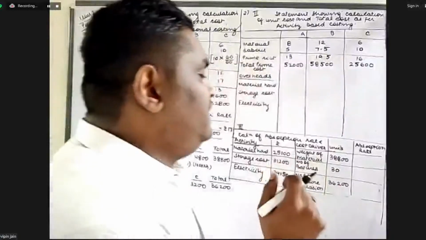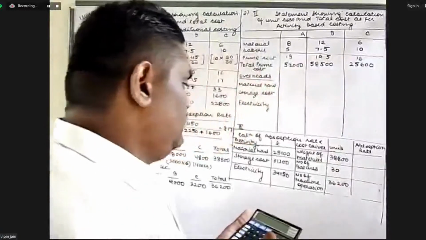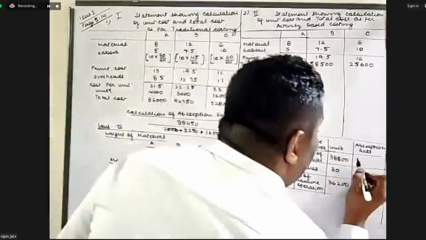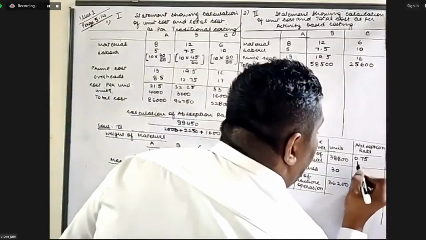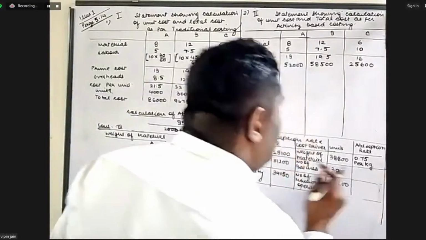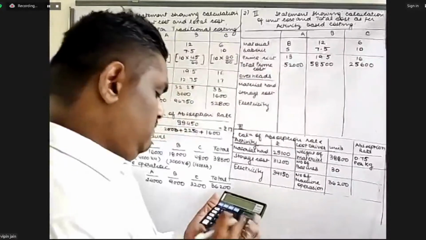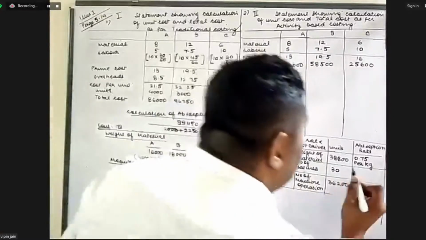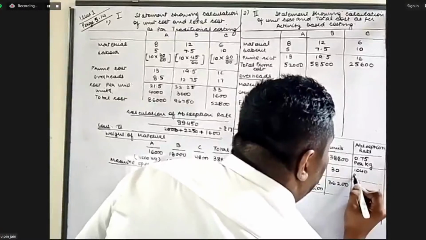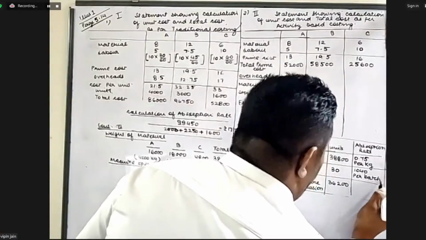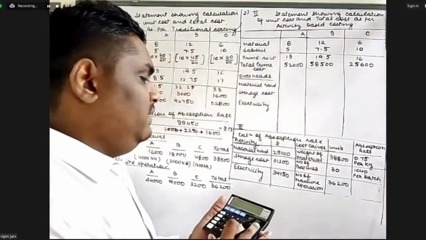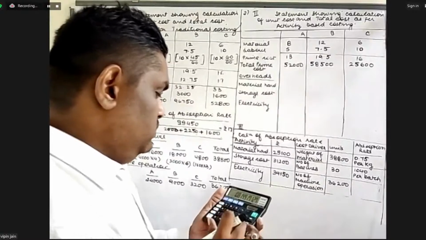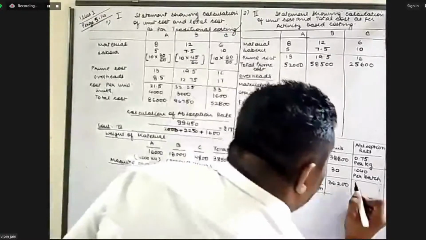So 29,100 divided by 38,800. So this will be 0.75 per kg, because it is on the basis of weight of material. 31,200 divided by 30, so this will be 1,040 per batch. And when talking about electricity, 39,150 divided by 36,200, so this will be 1.08 per machine operation.